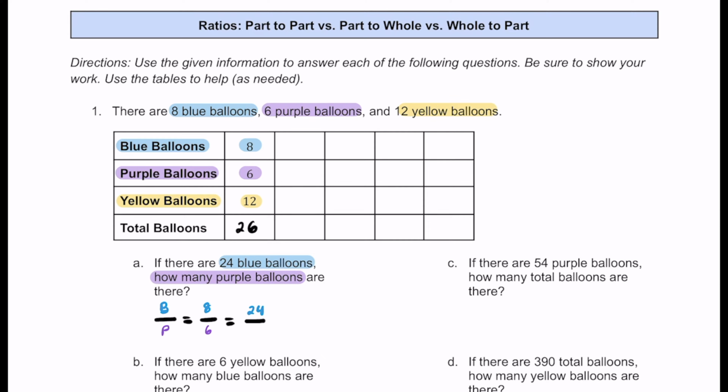Okay, so let's go ahead and figure out what that would be. So if we put 24 in our table, we could put 24 right up here, and you can see, hopefully, that this is going to be 3 times bigger, right? So for purple, we would say this is times 3 as well. So this would be 18, and that's how many would be in this case. So for how many purple balloons would there be? There would be 18. That would be our answer.